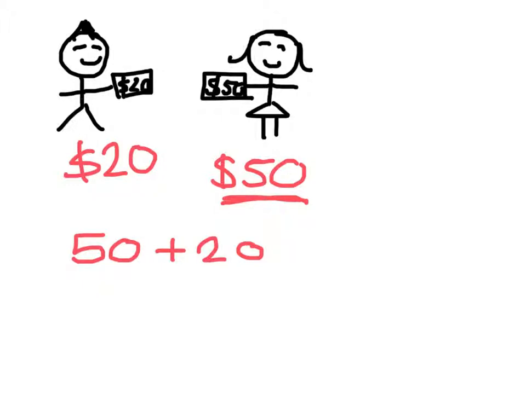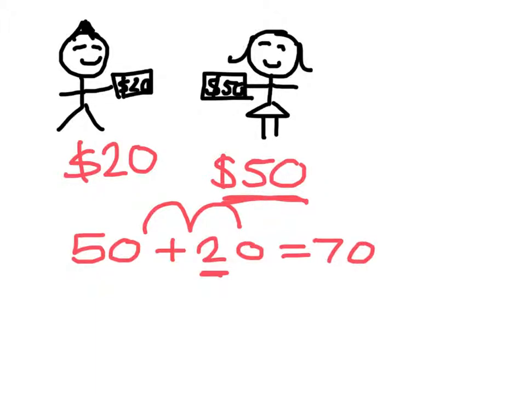We can use skip counting, first of all. I'm going to skip count from 50 two more times. So let's go 50, 60, 70. There we go. I've skip counted on more.